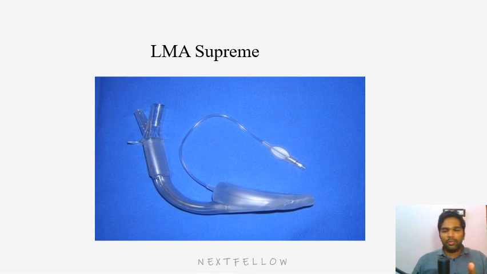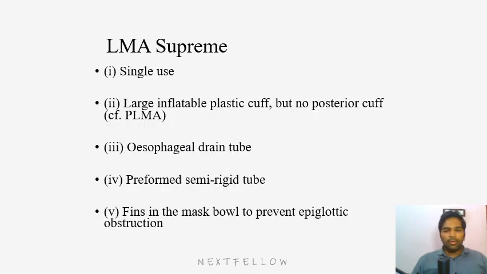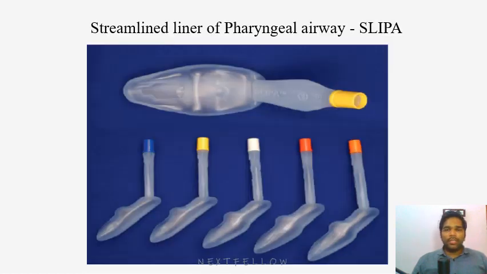You should not confuse this one with LMA Unique. LMA Unique is the PVC version of LMA Classic. But this LMA is the second generation LMA, which is different. It is also a single use LMA, and it has a large inflatable plastic cuff, but no posterior cuff. So it has only a plastic cuff, no posterior cuff as in ProSeal LMA, and an esophageal drain is present. It is semi-rigid, and the epiglottis is kept away from the LMA by a cuff. Now this is SLIPA.